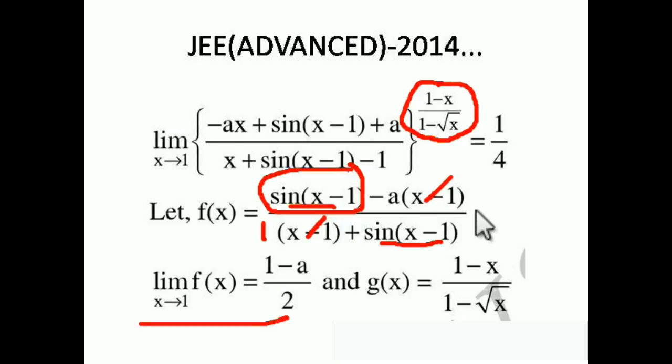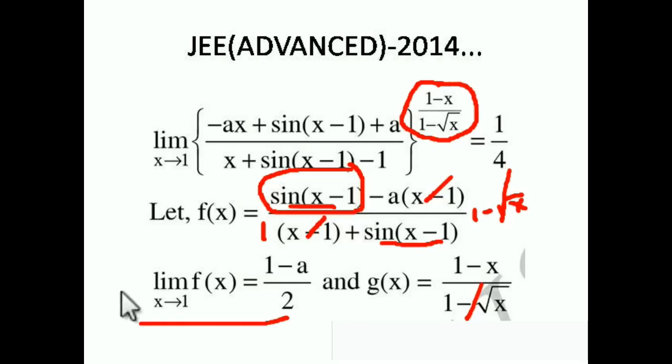So here we have (1 minus square root of x) and (1 plus square root of x), upon (1 minus square root of x), and this 1 minus square root of x gets cancelled out, so we are left with 1 plus square root of x. We have the limit as x tends to 1 of g of x. So it becomes 1 plus square root of x. Just put x equal to 1, so 1 plus square root of 1, that is 1 plus 1, that is 2.